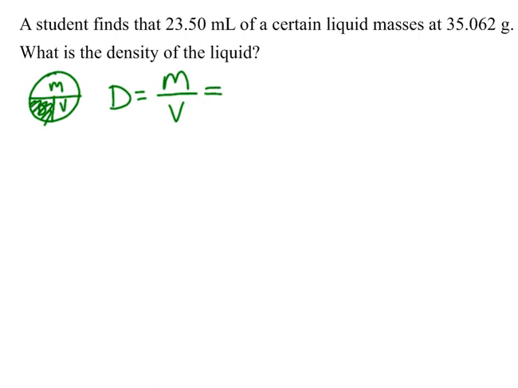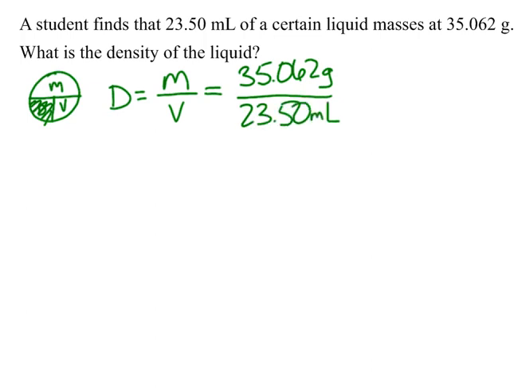In that case, the thing is I didn't specifically ask for a type of unit for density, so this unit in density is going to be a mass unit over a volume unit, and whatever I happen to have given in the problem is what my answer is going to be. So my mass is going to be 35.062 grams divided by 23.50 milliliters. Now, when I do this final answer, I'm going to end up with a unit of grams per milliliter. Nothing canceled out, so that's just what I end up with.